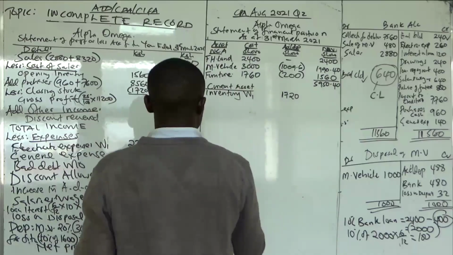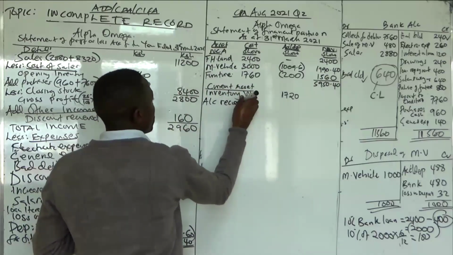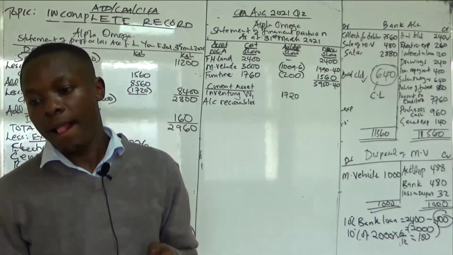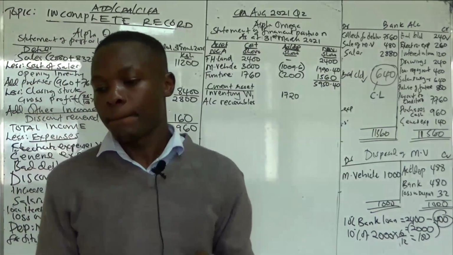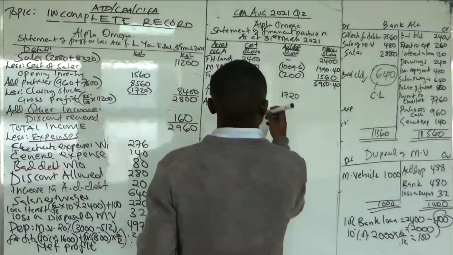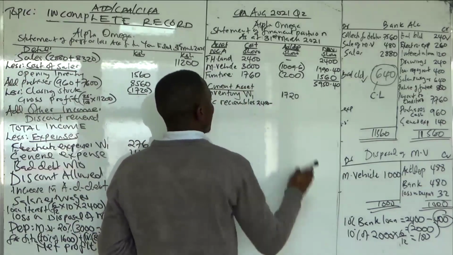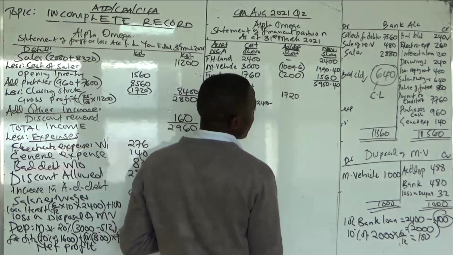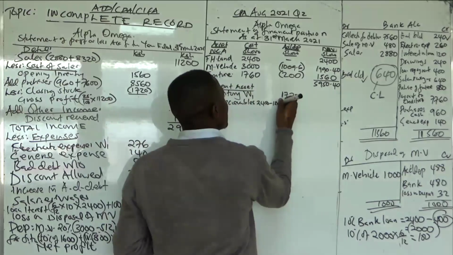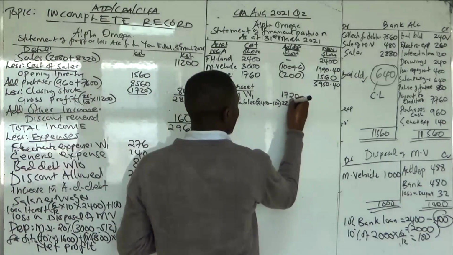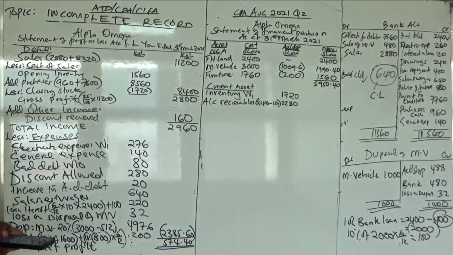Then there is accounts receivable. What were the accounts receivable we worked out at the end of the year? It was 2400. Then there is allowance for doubtful debt at the end of the year, which was 120. Subtracting 120, you remain with 2280. That is how it becomes.